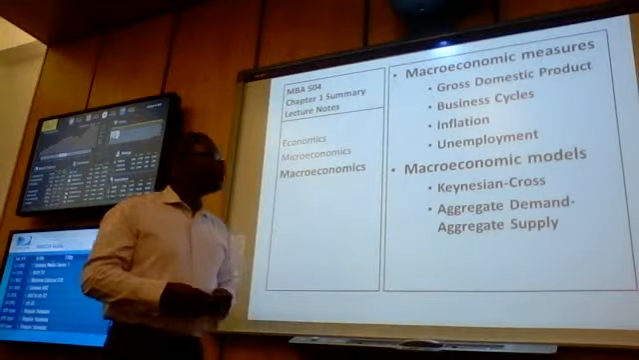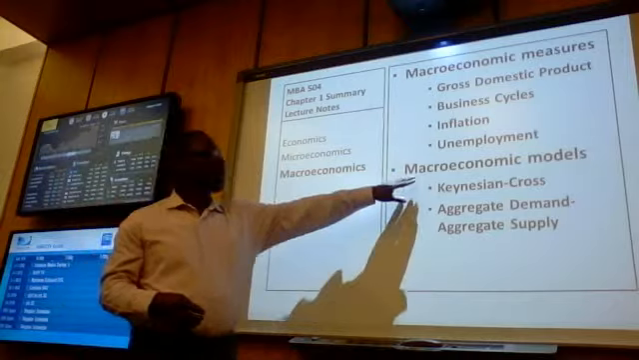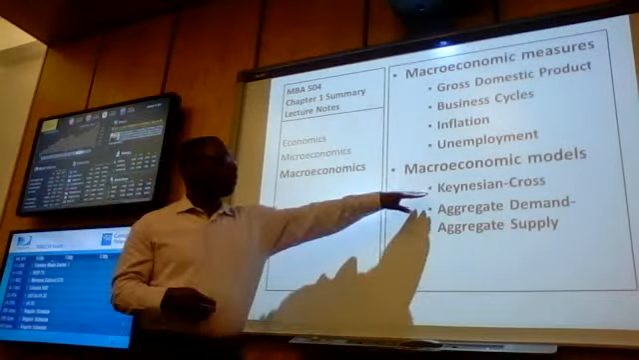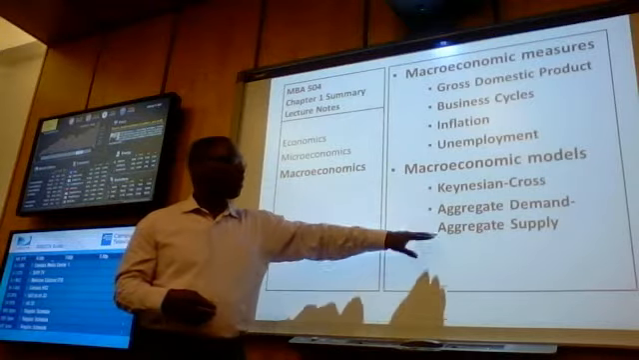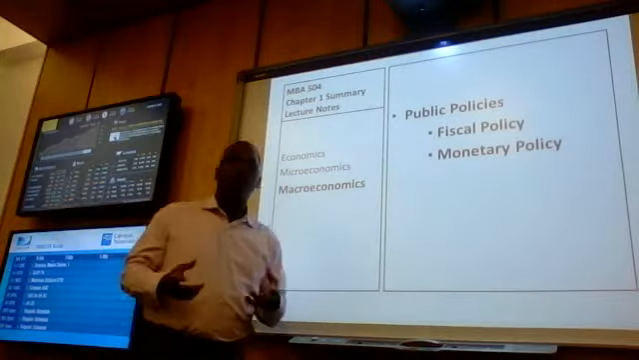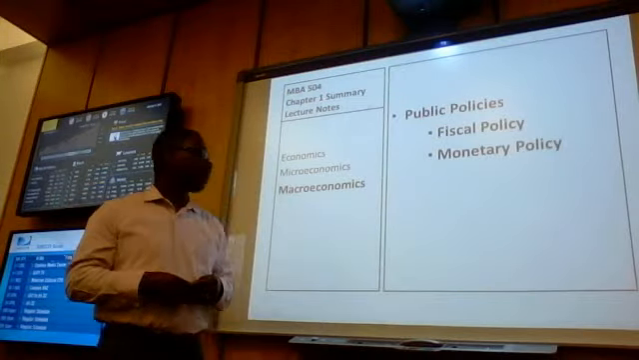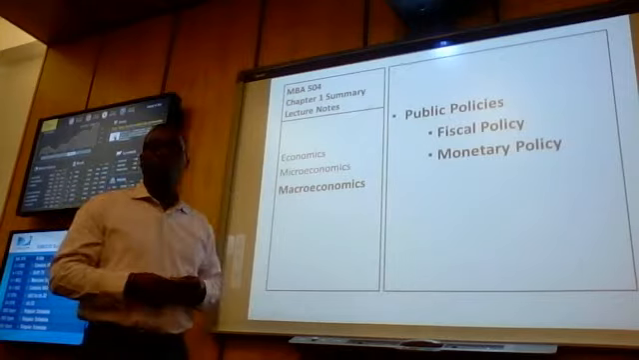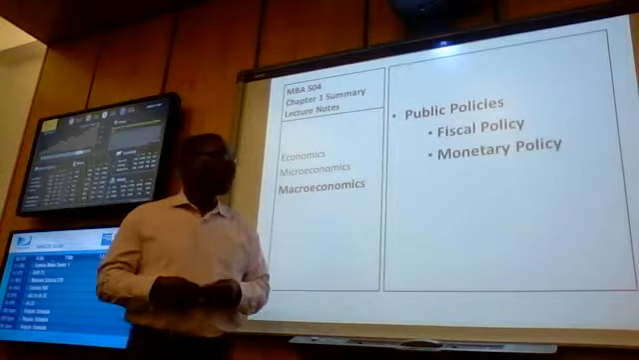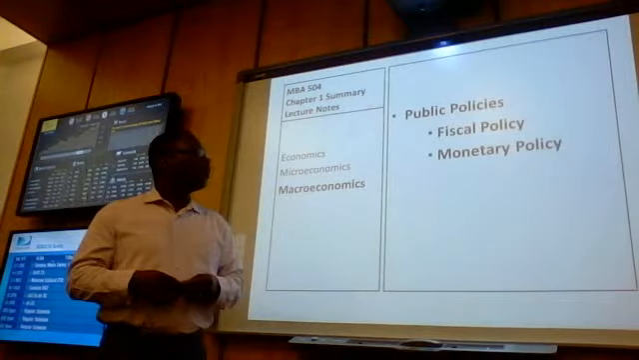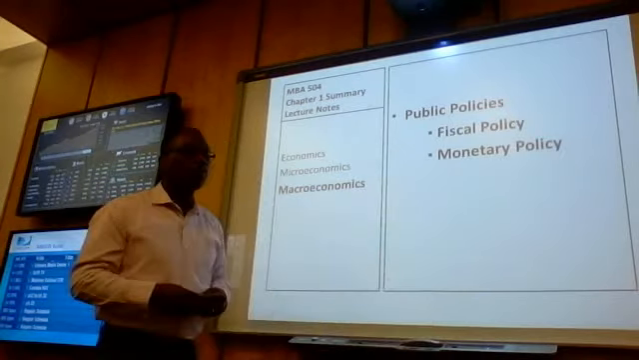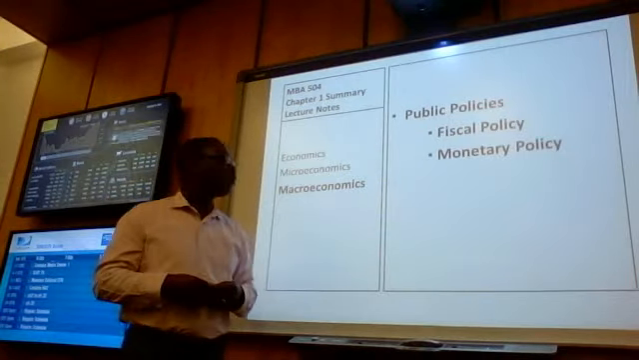We are then going to move to discussing macroeconomic models. We're going to introduce 2 interrelated models, one commonly referred to as the Keynesian cross, and then the aggregate demand, aggregate supply model. We're going to use these 2 models to discuss public policy in terms of fiscal policy and monetary policy. And that will summarize the macroeconomic theory portion of the course.